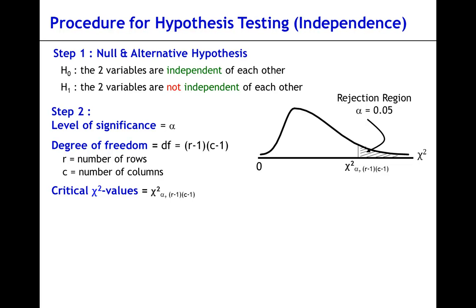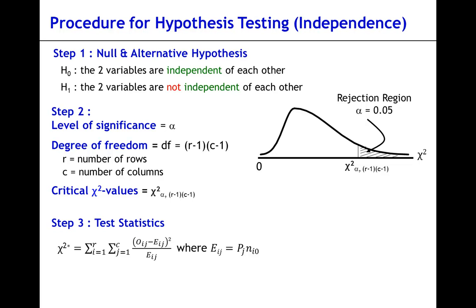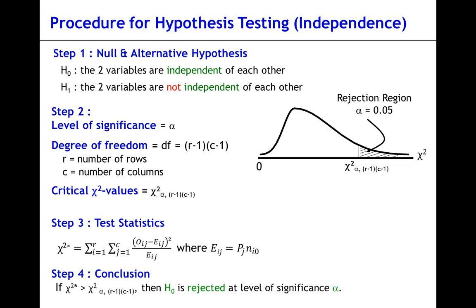Next, step 3. We find the test statistic chi-square star using this formula, which is the summation of the squared difference between the observed and the expected frequency, divided by the expected frequency, for each row and each column. Finally, step 4. Draw the conclusion. If the test statistic is greater than the critical value, then the null hypothesis is rejected at alpha level of significance. Otherwise, it is not rejected.